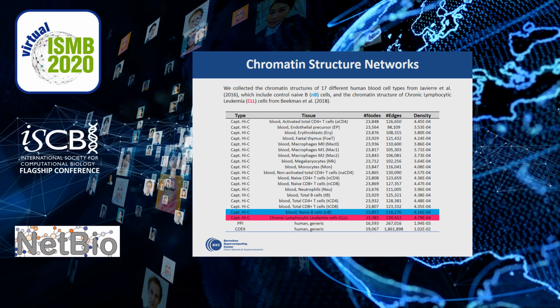So for our study, we collected the chromatin structure of 17 different human blood cell types. They are coming from the study of Javierre et al. from 2016, which notably include the naive B cells, which will be our control cell type and whose statistics are here in blue. And we also collected the chromatin structure of chronic lymphocytic leukemia cells from the study of Beekman et al. in 2018, whose statistics are represented in pink here. And importantly, all those chromatin structures have been captured using the same experimental methods in the same laboratory and in fact by the same group.